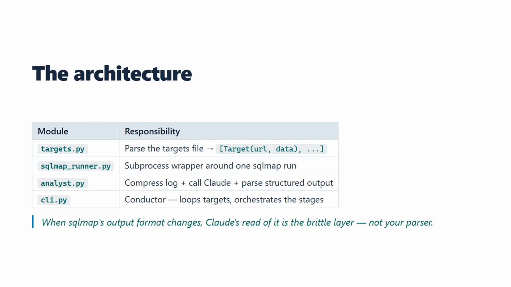Cali.py is the conductor. Why this separation matters: when sqlmap's output format changes in the next release, and it will, the brittle layer is Claude's read of it, not your parser. Claude doesn't care about whitespace, version banners, or which lines were added between point releases. As long as the human-readable structure stays roughly the same, your pipeline keeps working.